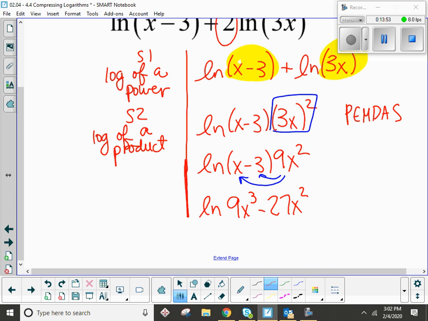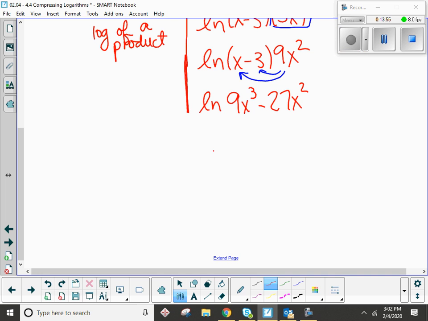And there's something about this answer that's making me twitchy. What do you think it is? The way I've written it. No parentheses, that's right.